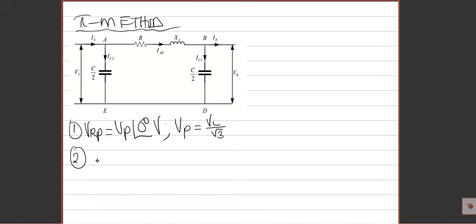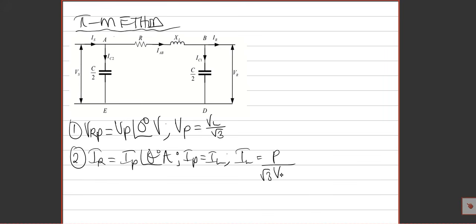Step 2, you need to find your IR. Our IR is the same as I phase at the angle of theta, the given angle for theta. Because it's star, I phase is the same as IL. So in regards to IR, you need to find IL. To find your IL, you say P over root 3 VL cos theta if they give you a power. If they give you apparent power, you say S over root 3 VL.